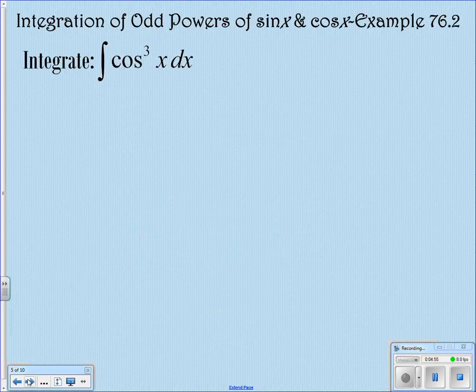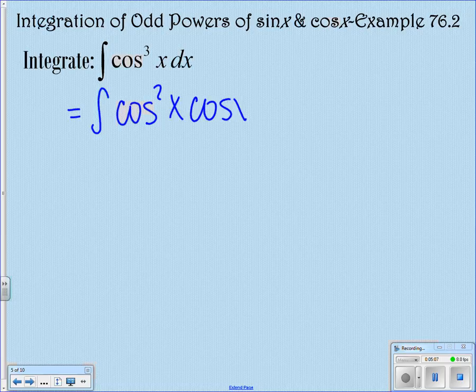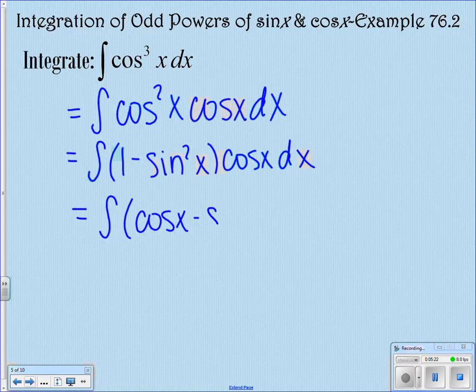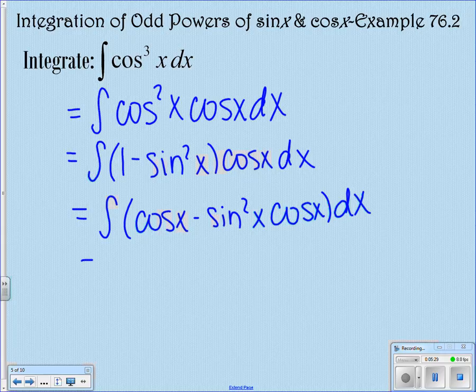Okay, so now let's look at one like this, where we have cosine cubed. We're going to do the same sort of thing. We're going to start by splitting it up into cosine squared x times cosine of x. And so the cosine squared can be written as 1 minus sine squared. And then we have times cosine of x dx. So we're going to distribute our cosine of x. So we have cosine of x minus sine squared x cosine x, all times dx. And so now we can integrate.